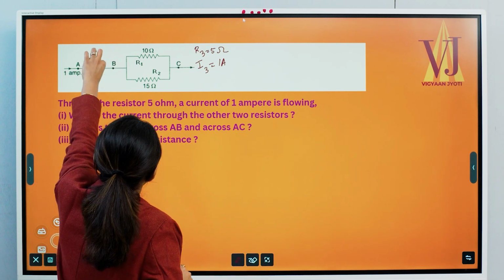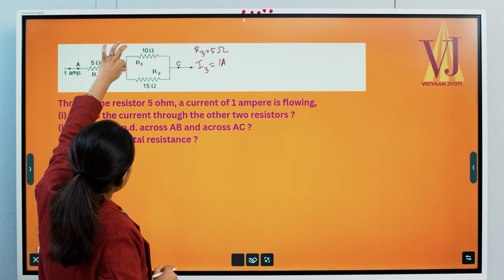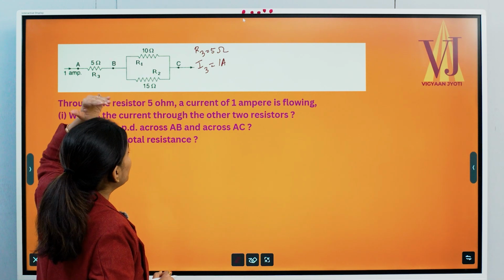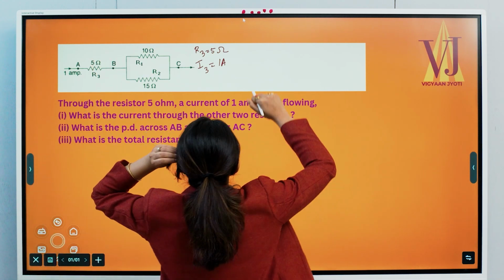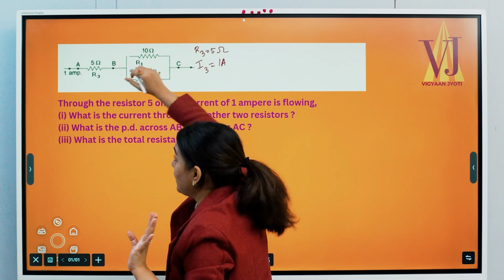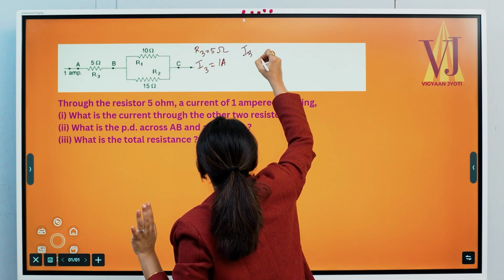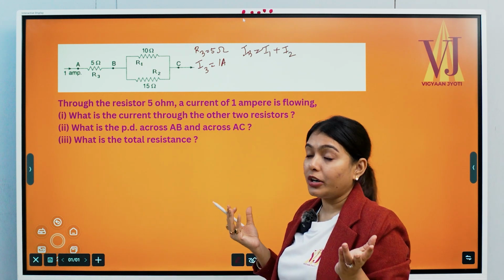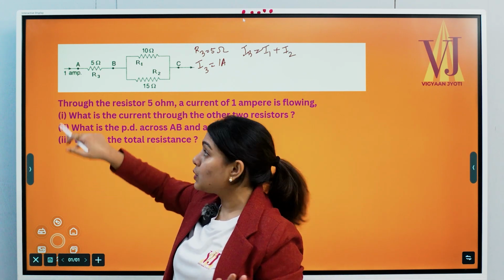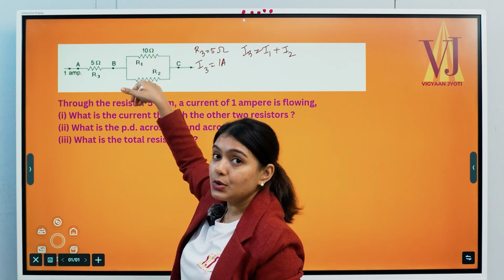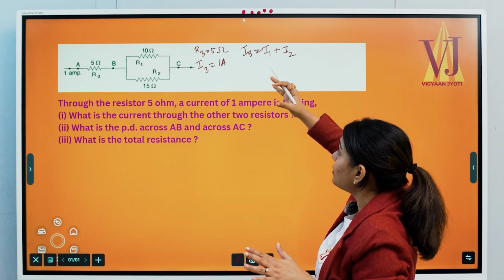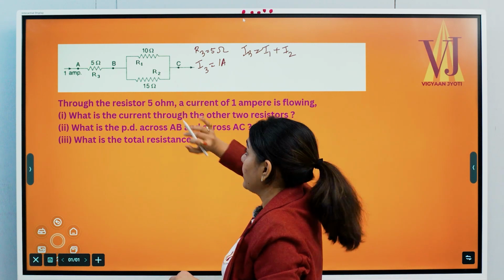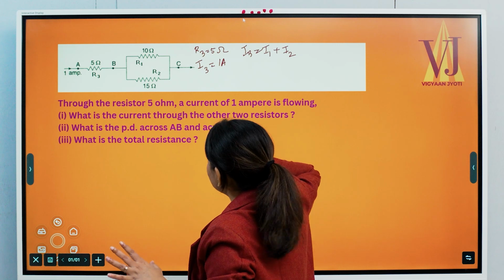Now as soon as my I3, that is 1 ampere, comes here, it splits. So in R1 and R2 my current will be different. But I3 is the total current that is coming. If I say I3 equals I1 plus I2, will it be wrong? Definitely not, because the 1 ampere is getting split into these two, I1 and I2. So I3 is the summation of I1 and I2 only. We don't know anything about the individual currents.